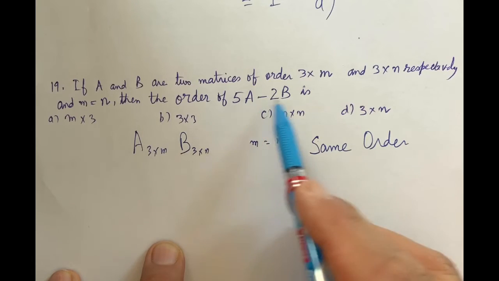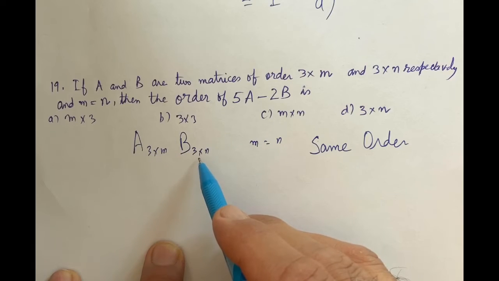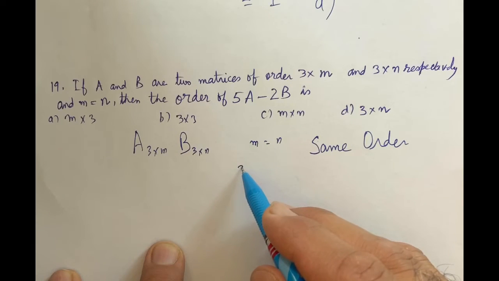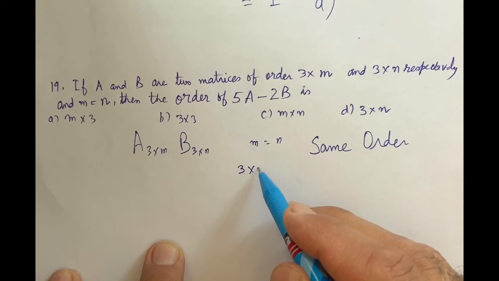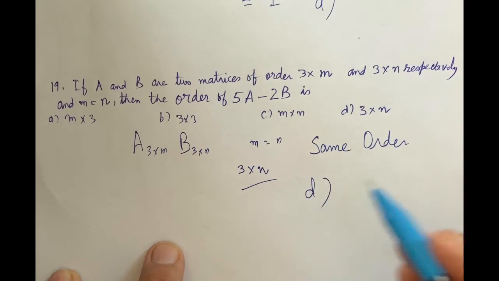So what will be the order of this? It will be, this remains 3, so you can say this will be 3 by n. So this is the answer.